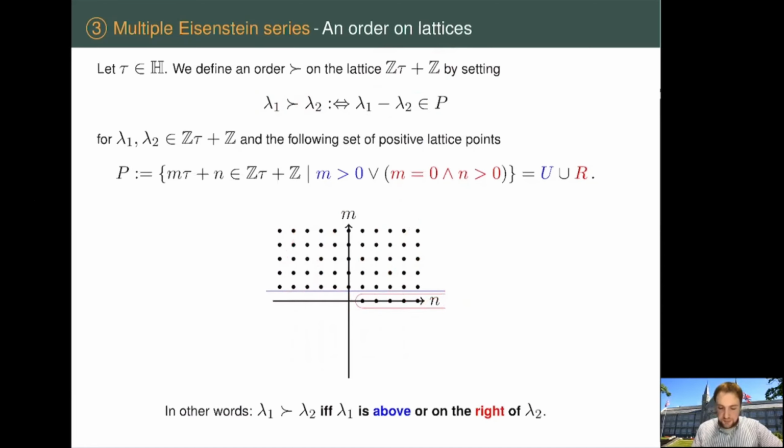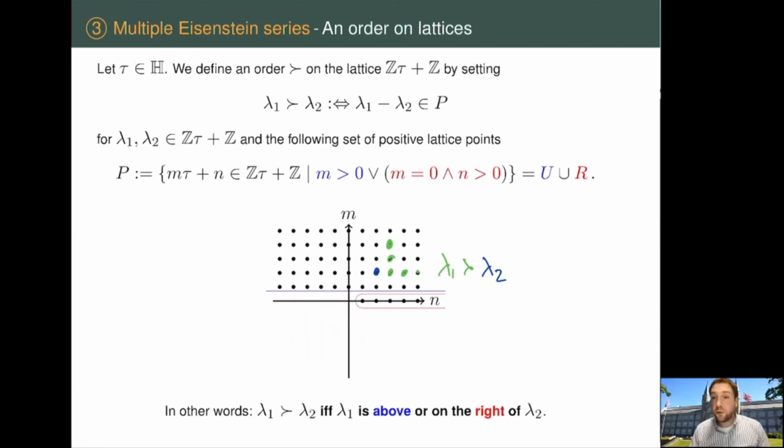So what this just says is that if I have a point here, let's say here I have lambda 2, then lambda 2 is smaller than all lattice points which are above or on the right of lambda 2. So for example here, if there's lambda 1, then this lambda 1 is greater than lambda 2. But also this lambda 1 or this lambda 1 and so on.